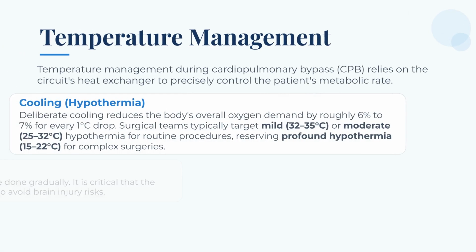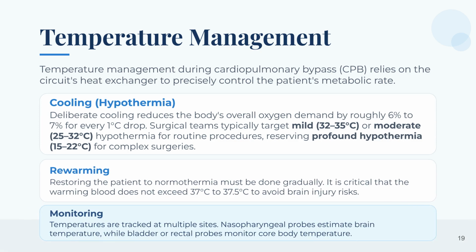Temperature management relies on the circuit's heat exchanger. Cooling reduces metabolic oxygen demand significantly. Rewarming at the end must be done gradually, with blood temperatures kept under 37.5 degrees to protect the brain.